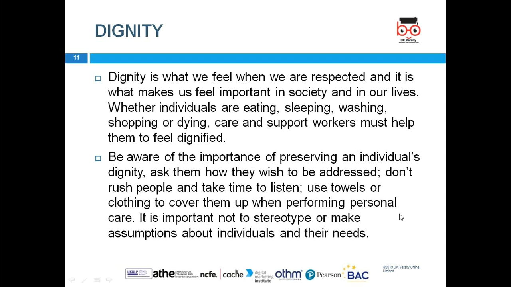And also, it's very important that you don't stereotype or make assumptions about individuals and their needs. I know it's something that we're all guilty of. I've made assumptions before when I've worked with colleagues or seen people, but mostly assumptions can be wrong. So just try and get to know them.